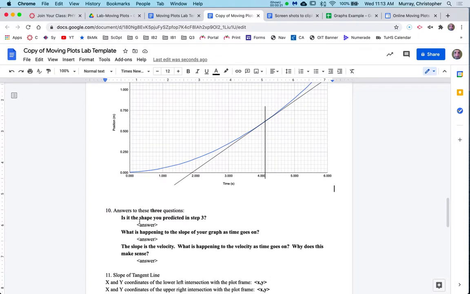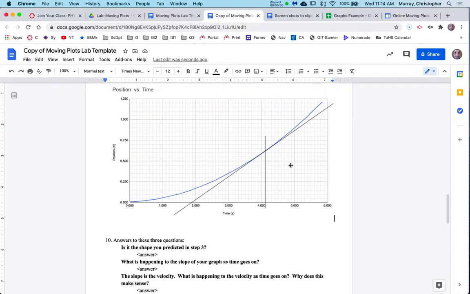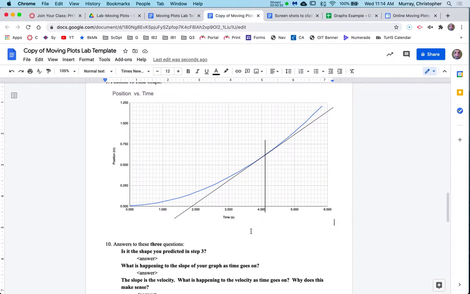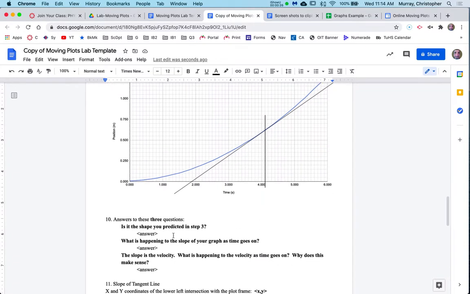Question number one, is it the shape you predicted? So go back to the picture you drew. Did you draw a straight line? Did you draw a curved line? And if it was curved, was it curved in the right way? Did you make it concave upward like that? I just don't know. So just talk about that.